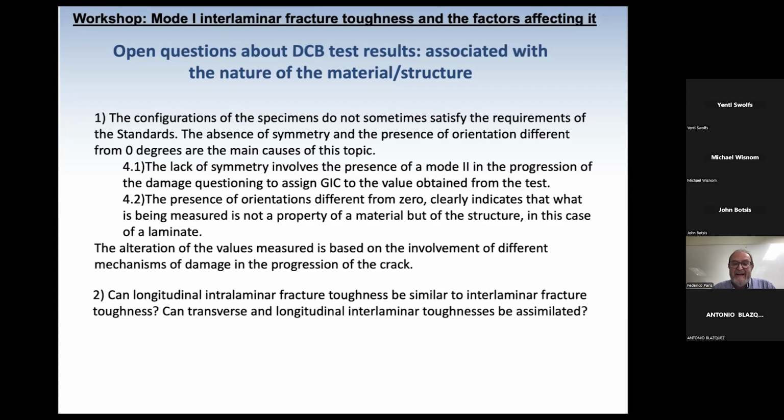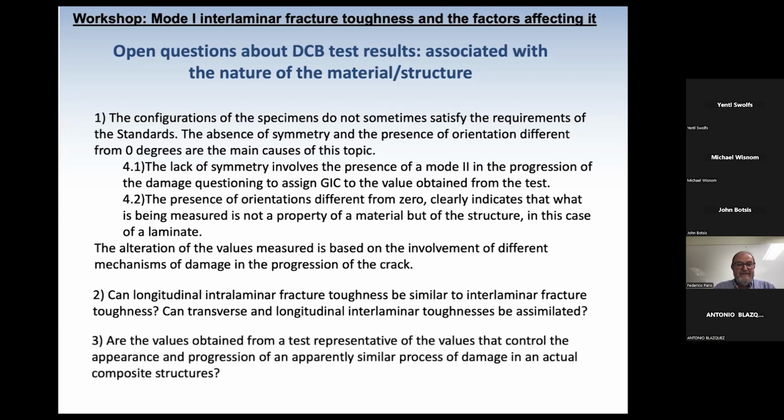Can longitudinal interlaminar fracture toughness be similar to transverse interlaminar fracture toughness? Can transverse and longitudinal interlaminar toughnesses be assimilated and identified by a unique value? And the last question is very important because it affects the further use of the values obtained in a test. Are the values obtained from a test representative of the values that control the appearance and progression of an apparent damage, associated with or representing a crack in an actual composite structure? This is, in my opinion, one of the main points when we talk about properties derived from measuring fracture toughness.